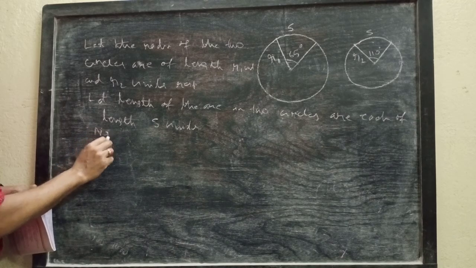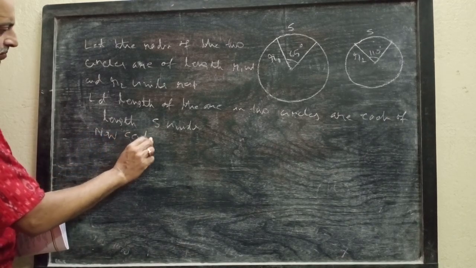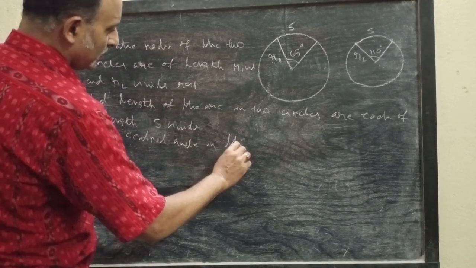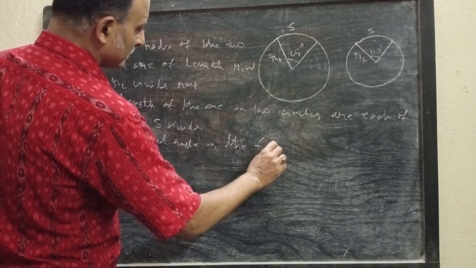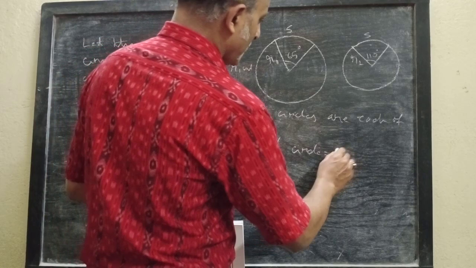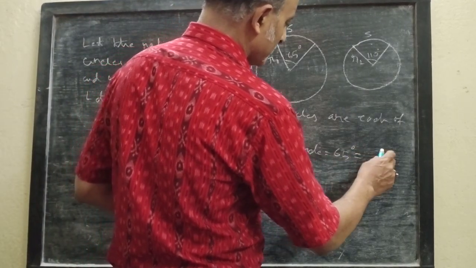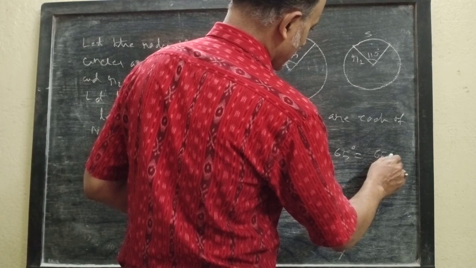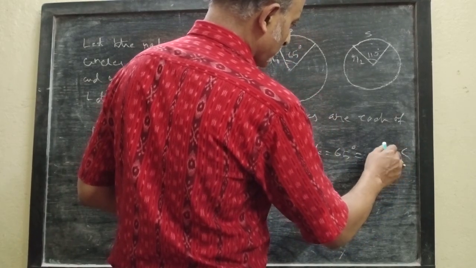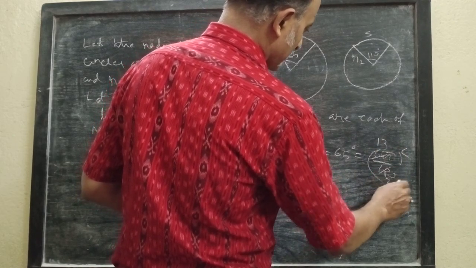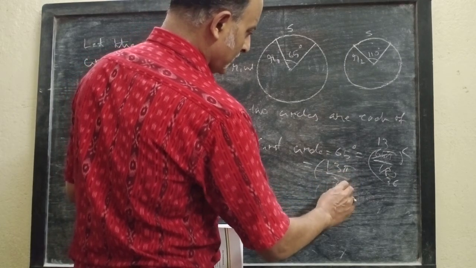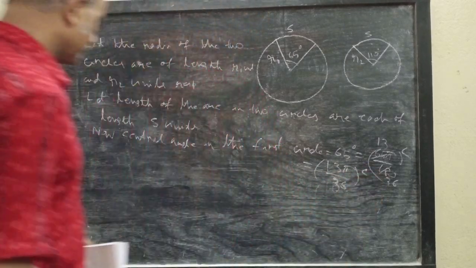Now the central angle in the first circle is 65 degree. You have to shift to its radian measure. So 65 into pi by 180 radian. Cancel this with 5, 5 13s are 65, 5 36s are 180. So you ultimately get 13 pi by 36 radian.